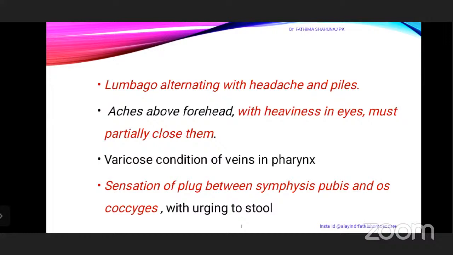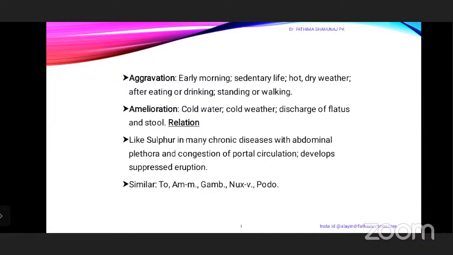So the next remedy is, before that, a few symptoms from Aesculus: lumbago alternating with headache and piles, aches above forehead with heaviness in eyes and must partially close them. Varicose conditions of veins in pharynx. Sensation of plug between symphysis pubis and os coccyx with urging to stool. Aggravation: early morning, sedentary life, hot, dry weather, after eating or drinking, standing or walking. Amelioration: cold air, cold weather, discharge of flatus and stool. And relation, it's mainly compared with sulfur in many chronic diseases with abdominal plethora and congestion of portal circulation, developed in suppressed eruption. So similar to Ambra grisea, Nux vomica and Podophyllum.